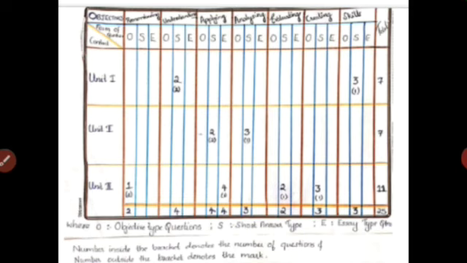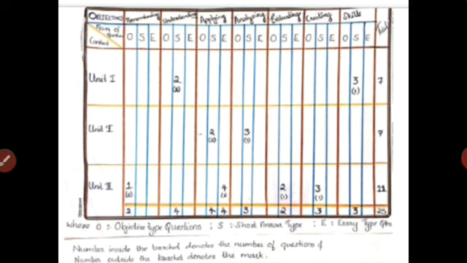Now we can see how the weightages are distributed in this chart, or how the questions are taken. There are 2 short answer type questions from Unit 1 at the understanding level, and each question carries 2 marks.